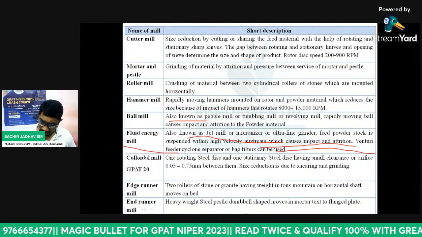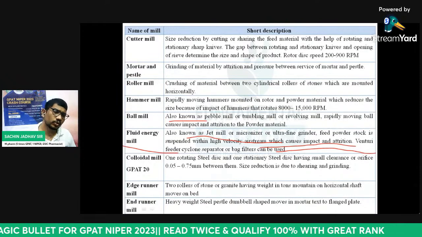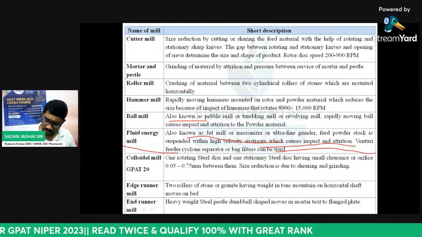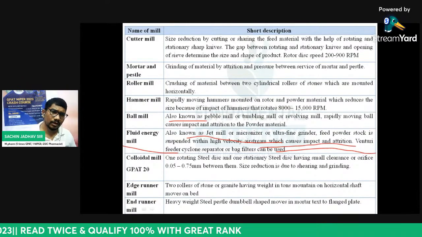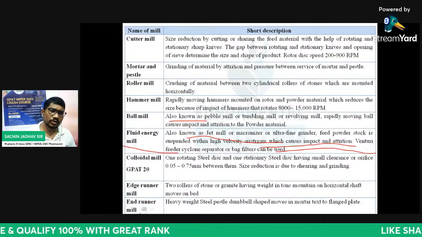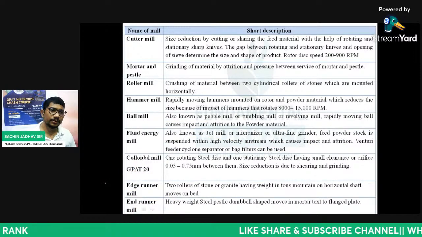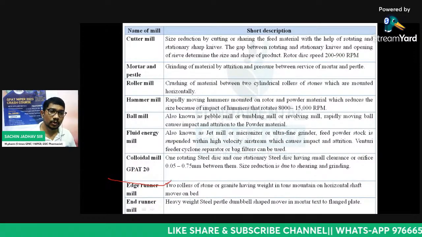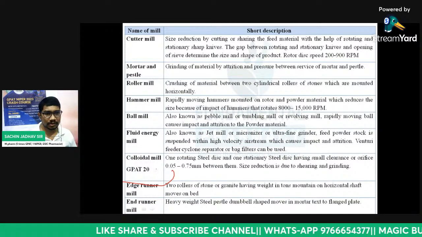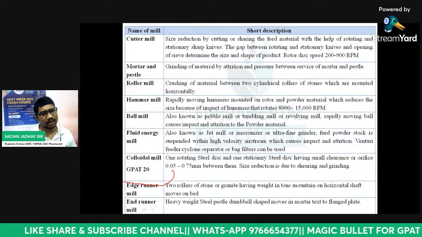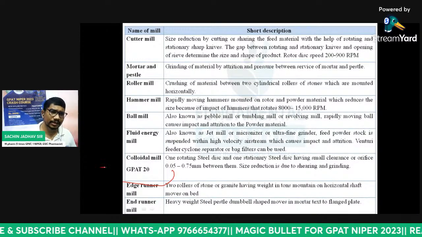Now next one is a colloidal mill. Now colloidal mill के ऊपर GPAT 2020 में क्वेश्चन आ चुका है. Okay, the question was exactly the same. There was a question in GPAT 2020 on a colloidal mill. So what was the question? What is the description for colloidal mill? Colloidal mill कैसा होता है, description क्या है इसका?